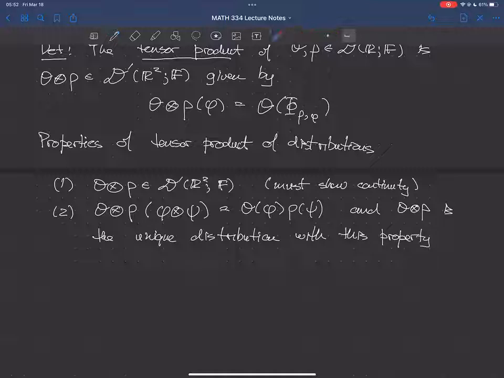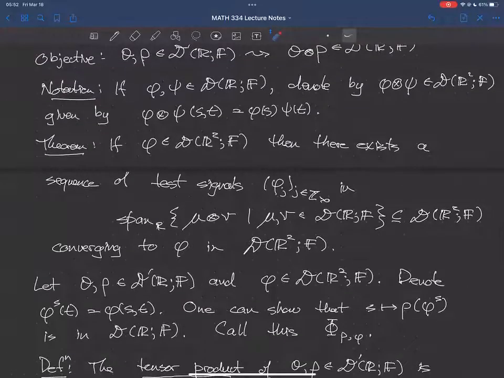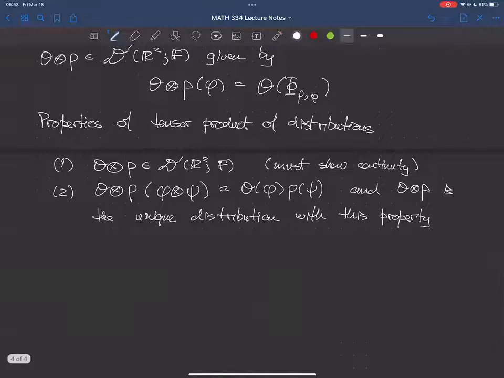Okay, so in other words, if you have a distribution which has the property that when you apply it to a tensor product of test signals like this, you get that, that distribution must be this one. And the uniqueness here comes from the theorem, because the theorem tells you that every test signal here can be approximated by linear combinations of tensor products like this. So that's the uniqueness property.